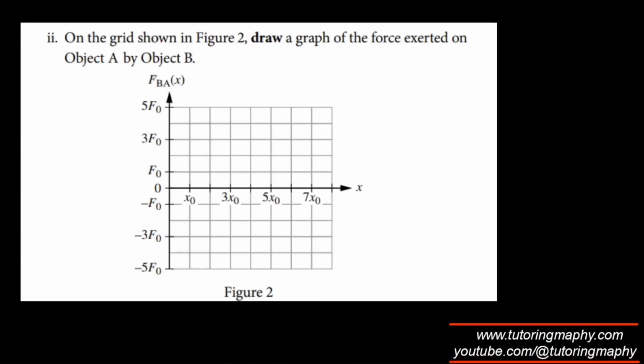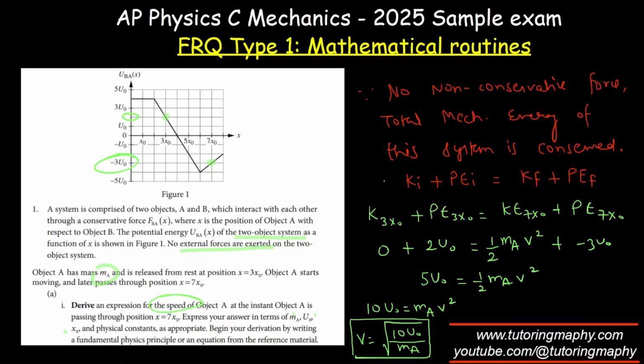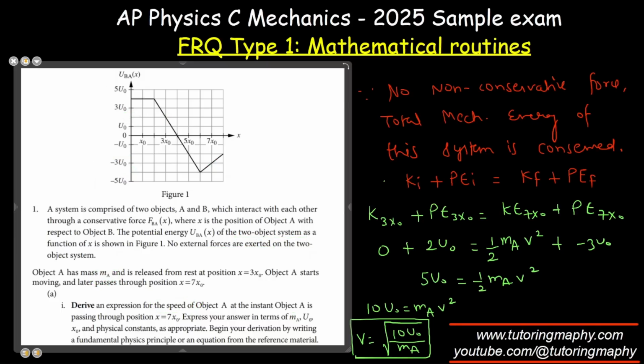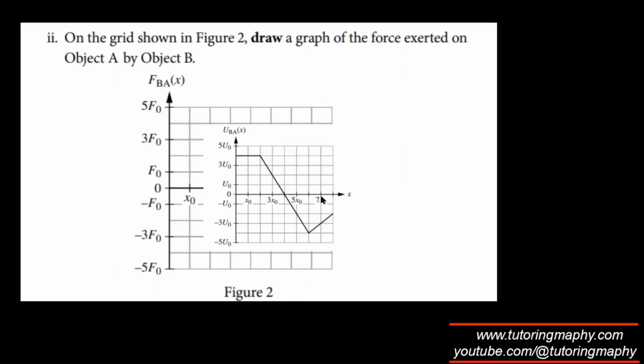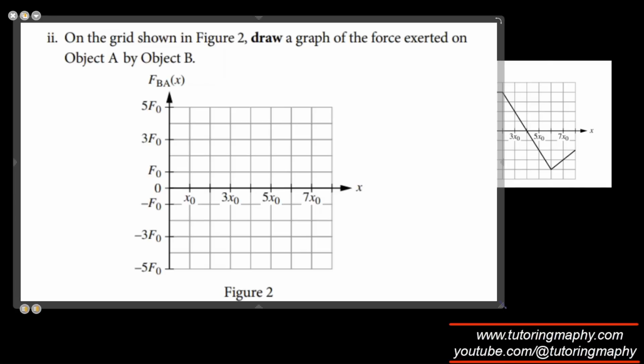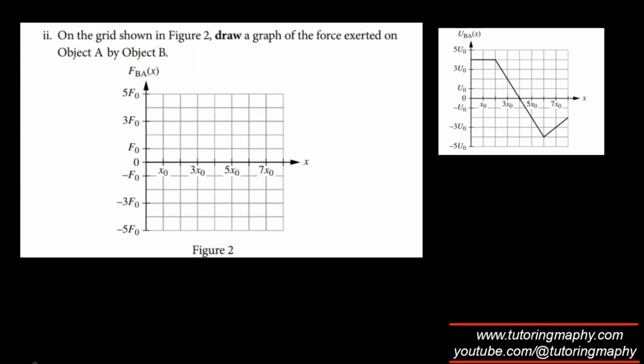Right, the next one is on this grid, we need to draw the graph of the force exerted on the object A by object B. So we know that the conservative force, let me bring this guy over there as a reference. The equation that we are going to use over here, I hope you know, this is very important, is that the conservative force is actually negative of du over dx. We'll use the potential energy of the system. So basically, we need to find the derivative of u and put an extra negative to get the conservative force, right? So we very well know that the derivative is nothing but the slope, right?